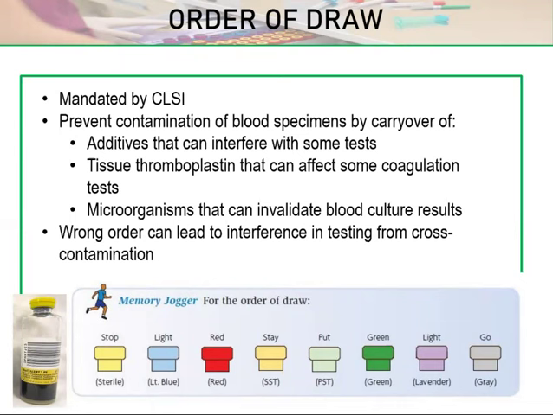Okay, the purpose of that is to prevent contamination of the blood specimen by carryover of additives. Since we are opening our evacuated tube, the tip of the syringe touches the mouth of the evacuated tube, therefore there is exposure. So there are some additives that can interfere with some of the results. So it is arranged based on which has the biggest impact on the sample. Other than that, tissue thromboplastin can affect some coagulation tests.